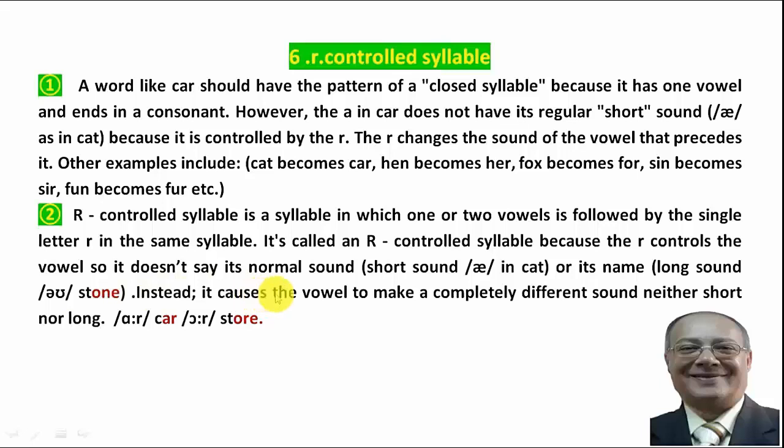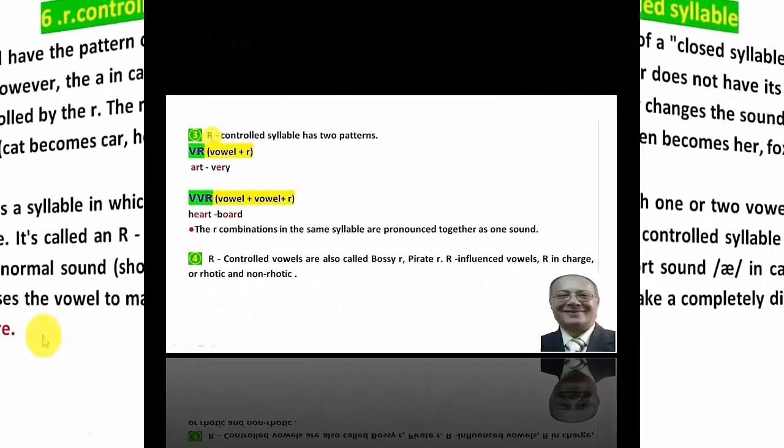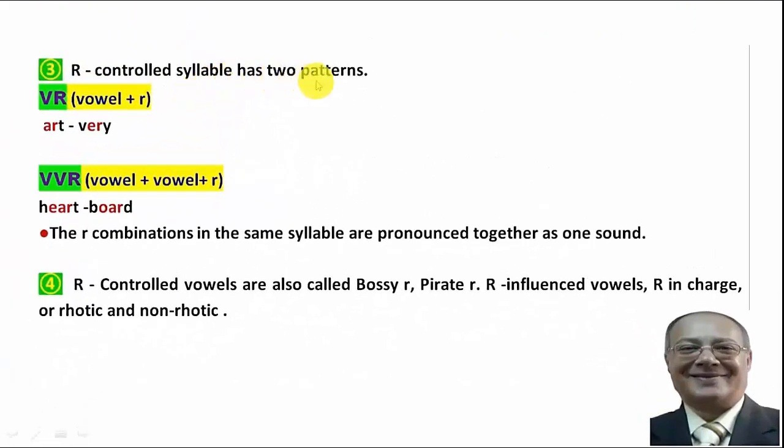Instead, it causes the vowel to make a completely different sound, neither short nor long. R-controlled syllables, like car or store, have two patterns. VR, vowel plus R: art, very. VVR, vowel plus R: hard, board. These combinations in the same syllable are pronounced together as one sound.